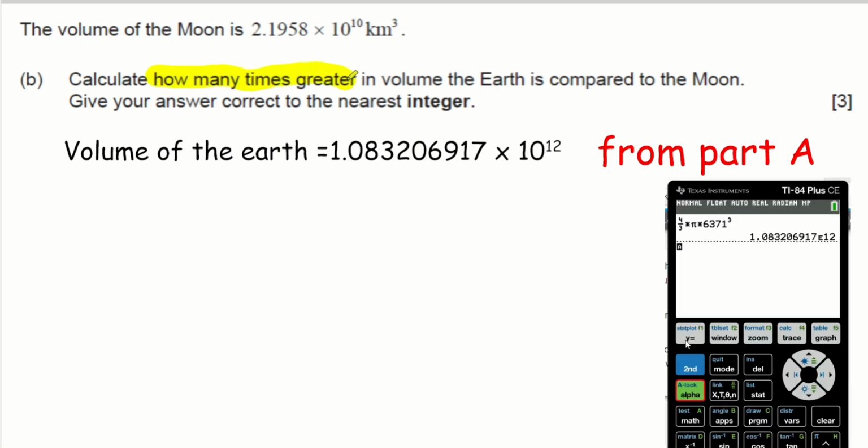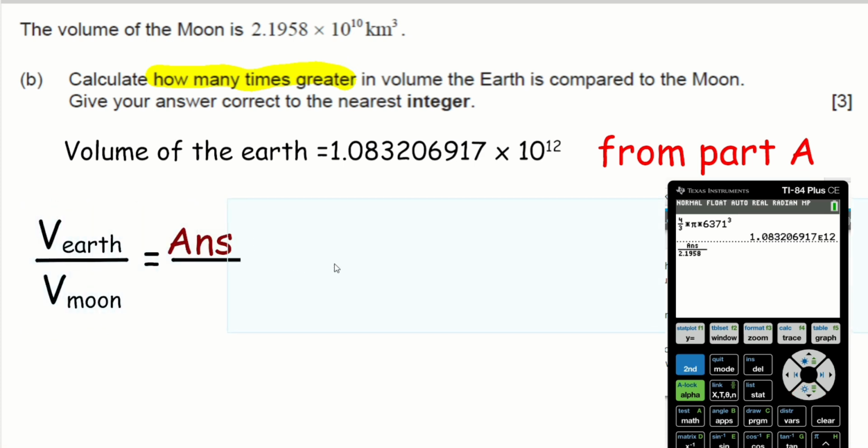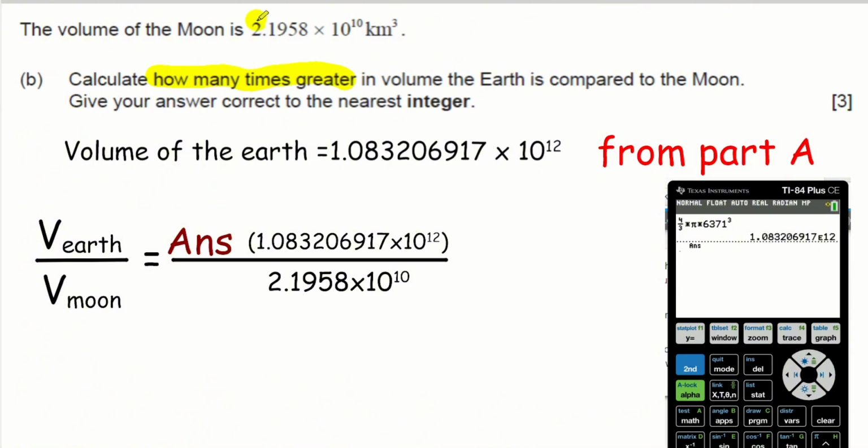Questions asking how many times larger is can often be solved using ratios. I recommend following your GDC screen closely. Since the answer to Part A might be lengthy and some parts may not be visible, it's important to use the previous answer. Otherwise, your final answer might not match the mark scheme answer.